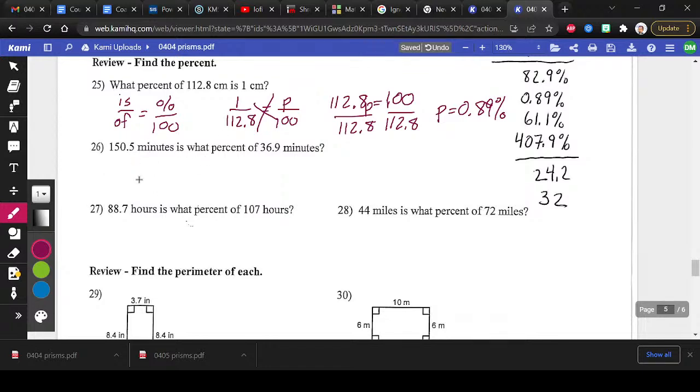Over here, again, we have is over of. Well, the of is 36.9.